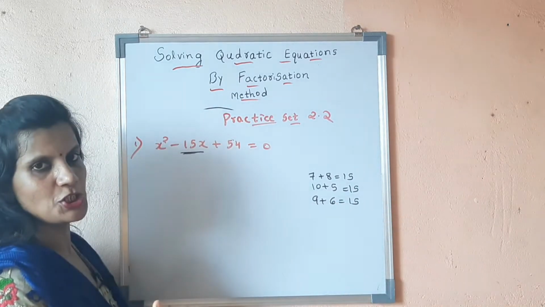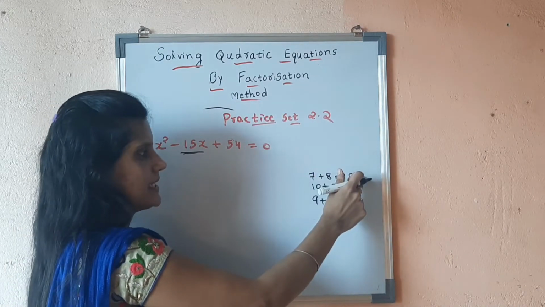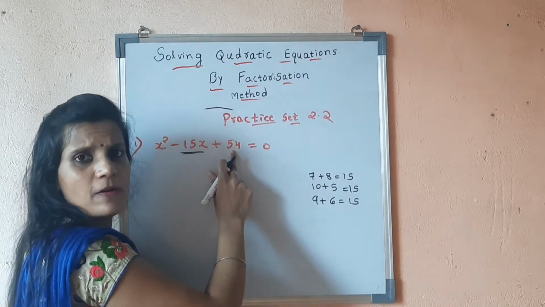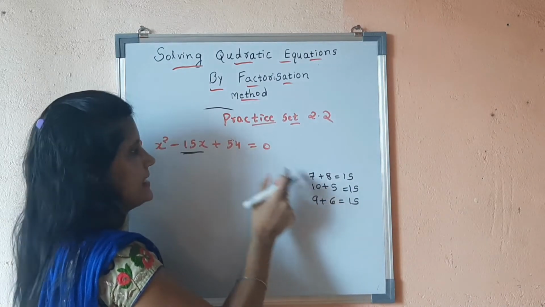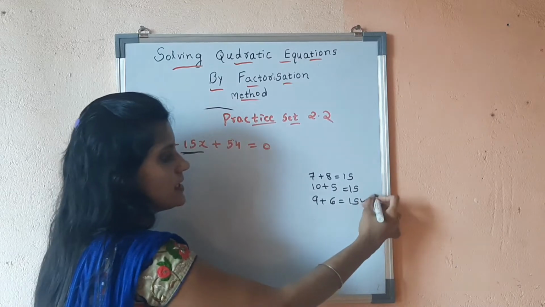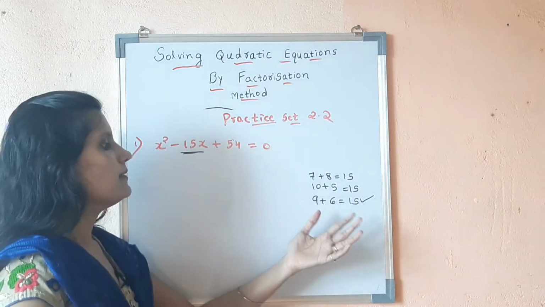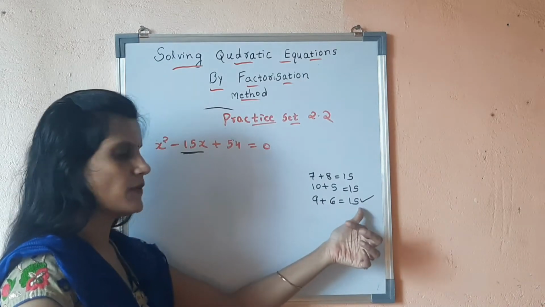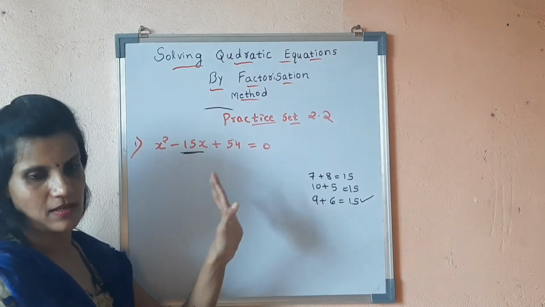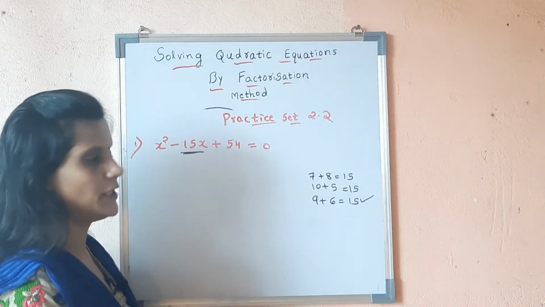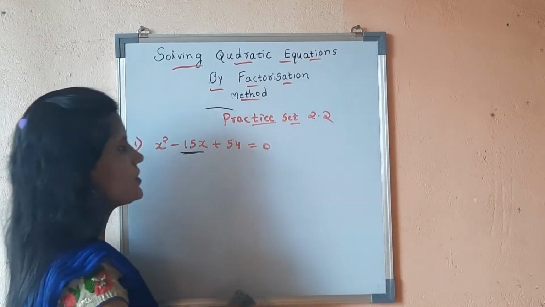Now the next thing is, if I multiply 7 8s, it will come 56. But it is 54 here. 10 5s, 50. 9 6s, yes, 54. So I will go for this. Please understand. See, 9 plus 6 is 15 and 9 6s is 54. Forget about the sign. For sign we will come later on. Now the thing is, I will go for this.